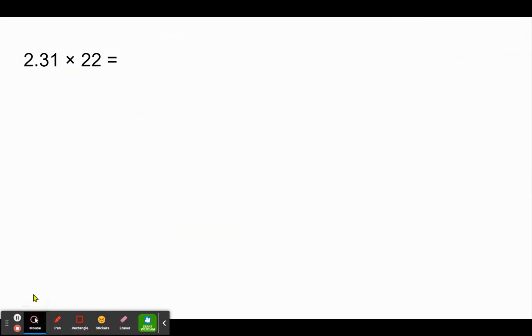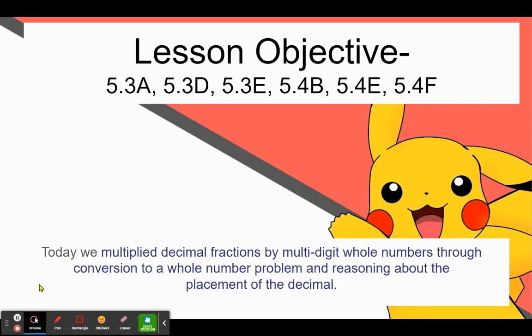All right, everybody. Let's go ahead and review today's lesson objective. So today we multiplied decimal fractions by multi-digit whole numbers through conversion to a whole number problem and reasoning about the placement of the decimal. All right.